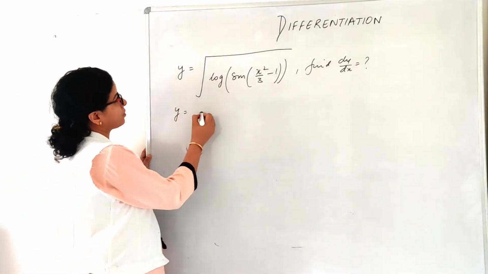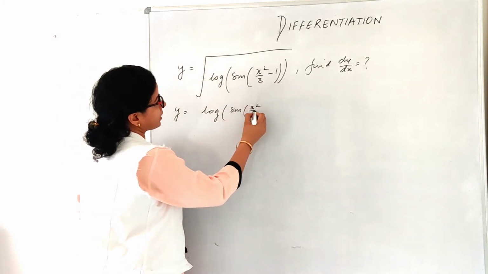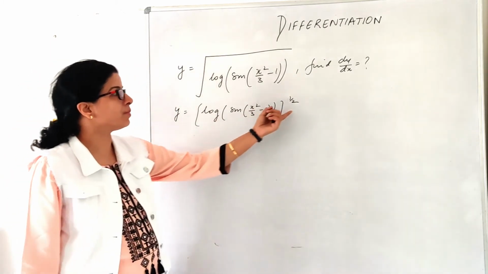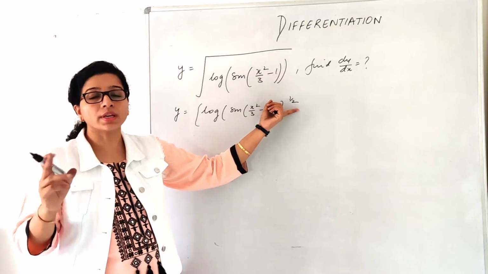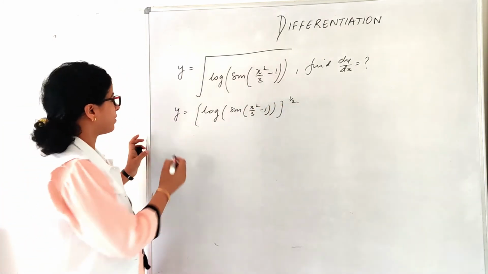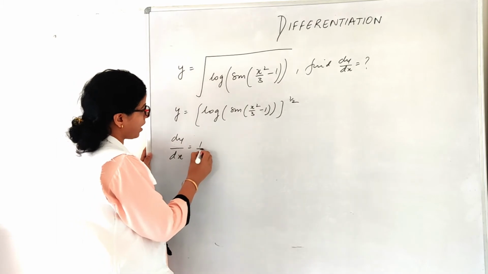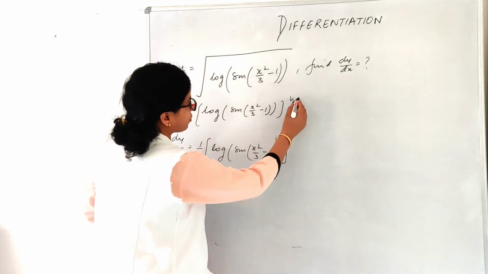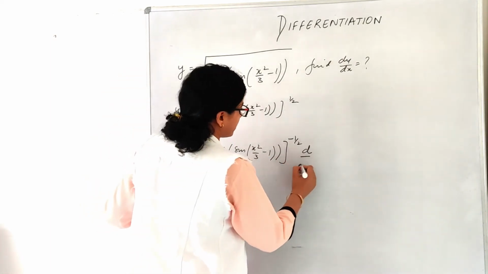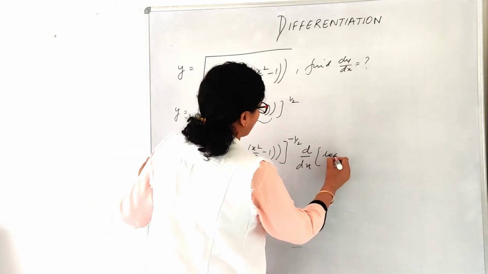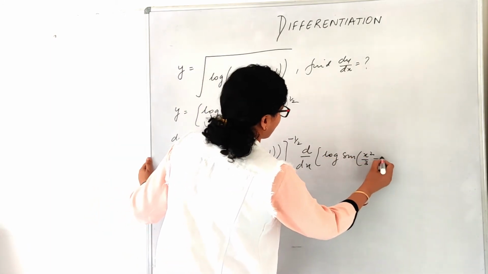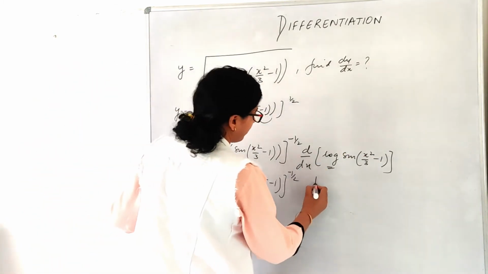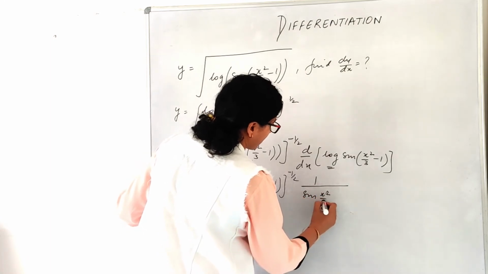So y is equal to log sin x square by 3 minus 1, whole to the power half. Whenever you have any function with a power, first we have to find the derivative using x to the power n, so we differentiate the power first. So dy by dx equals half, log sin x square by 3 minus 1, to the power half minus 1, that is minus half. And now we'll differentiate d upon dx of log sin x square by 3 minus 1. We'll differentiate the log part first, and the inside will be copied as it is. This will become 1 upon sin x square by 3 minus 1.